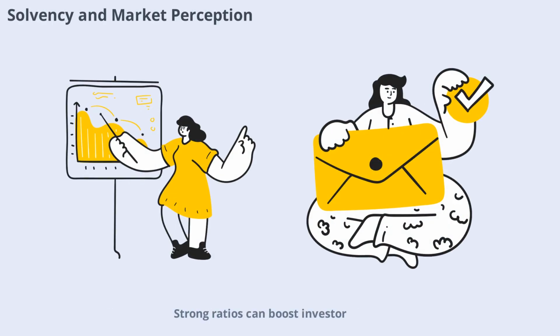Strong ratios can boost investor confidence and attract positive media attention, while weak ratios may lead to negative sentiment and falling stock prices. Managing solvency is not just about numbers, it's also about reputation.